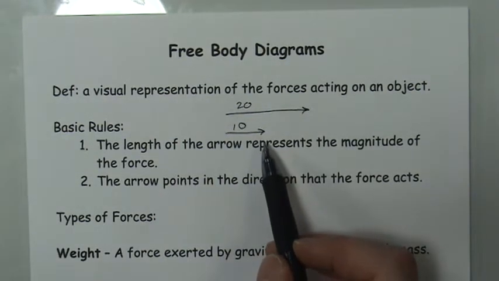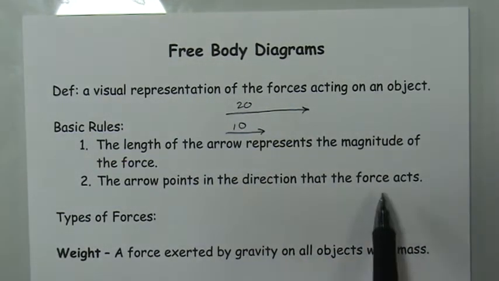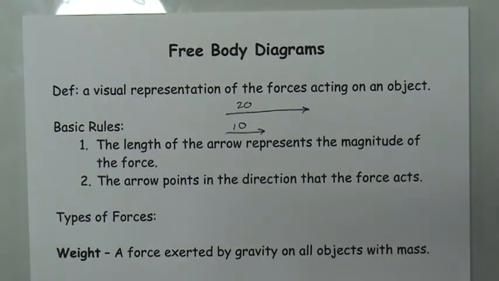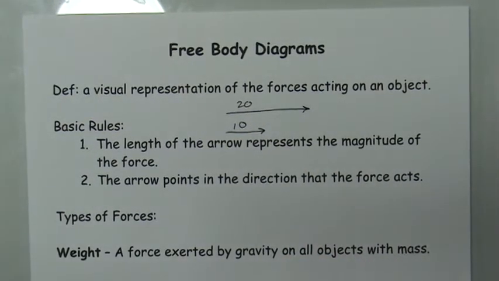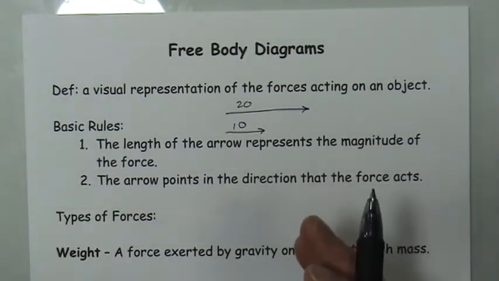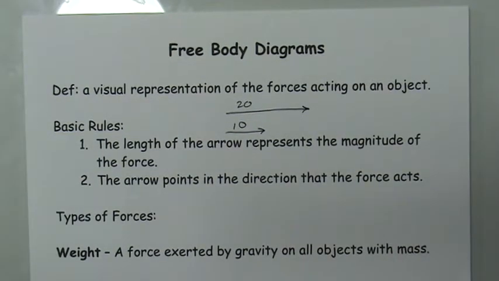And then the second aspect of using these arrows to represent forces is that the arrows point in the direction that the force acts. So the direction of the arrow represents the direction of the force. And I can point that in any direction that I want and stretch out the length of the arrow until it's appropriate compared to the other forces that are acting on that object. So that's the basic idea behind free body diagrams.